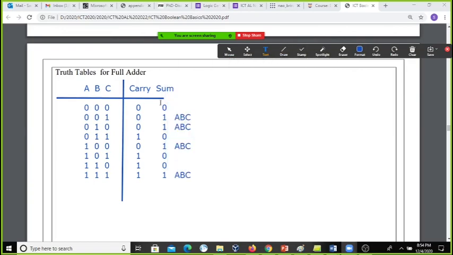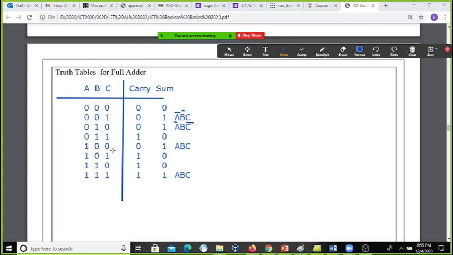Otherwise you can change the order, no matter. Now we want to write the expression. To write the expression, here first two A and B are 0, therefore it is A bar and B bar. And next one A is 0, therefore A bar, and next one C bar, like this.